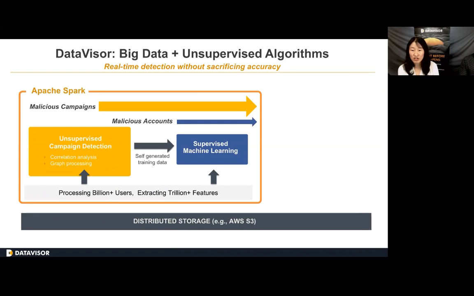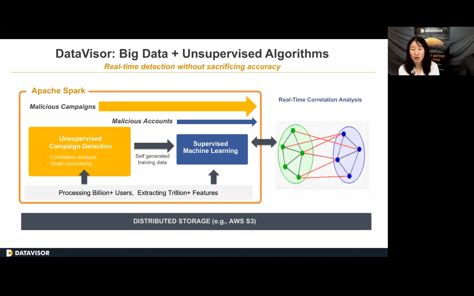However, Apache Spark does not support real-time computation. To support sub-second latency detection, we also built an in-memory real-time correlation module that interacts with Apache Spark and supports very low latency computation requests. Hope that gives you some ideas of how the unsupervised algorithm works and what our architecture is.